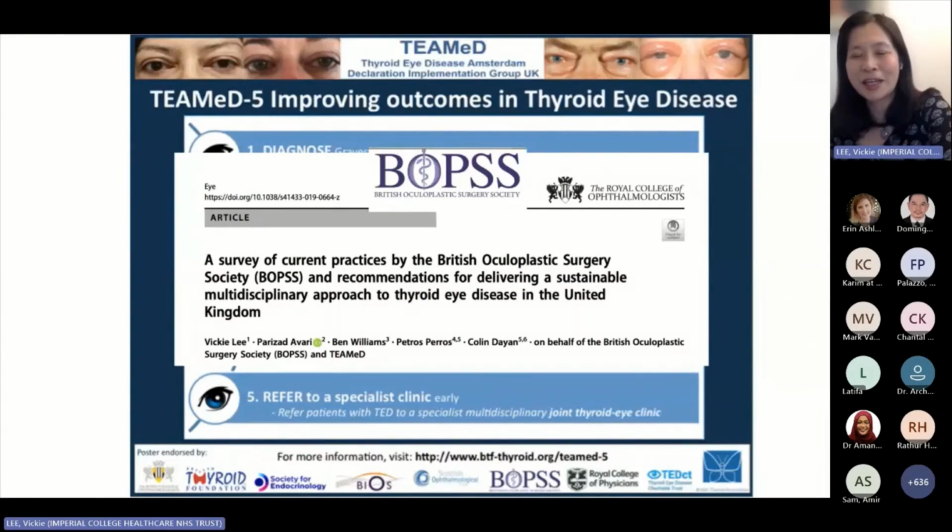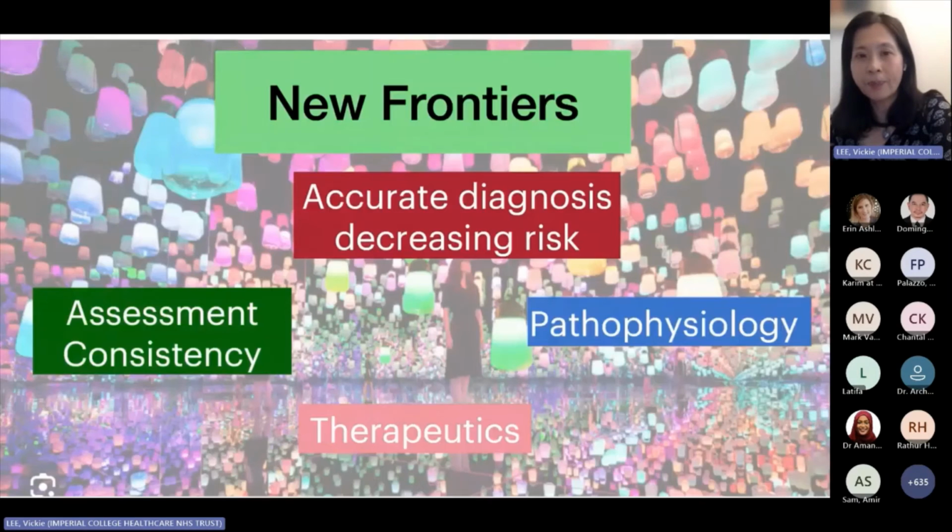Sorry, my slides seem to have suddenly a life of their own, seem to be advancing by themselves. So sorry about this toing and froing. But the guidelines for the UK were launched in 2019.